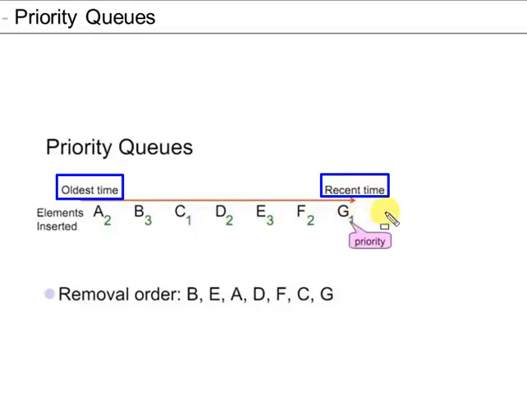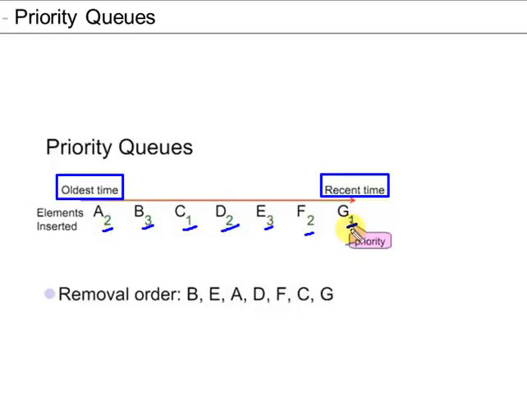Now if it had been a standard regular queue, then the way you will take it out is also the same: A, B, C, D, E, F, G. But since it is a priority queue and there is a priority associated with each one of them, like A has priority 2, B has priority 3, C has priority 1, D has priority 2, E has priority 3, F has priority 2, and G has priority 1. So each of these elements has a priority associated with it.